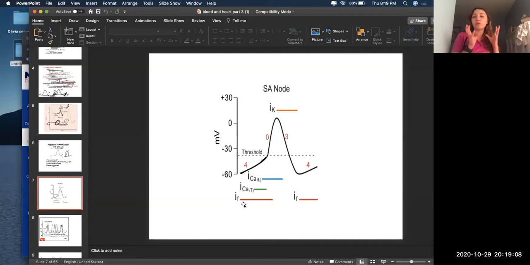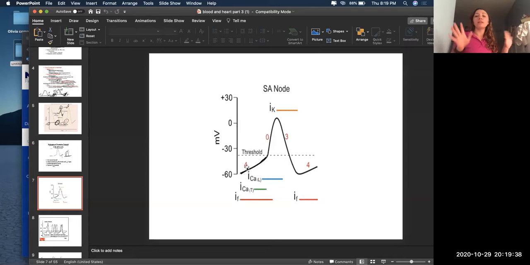Acetylcholine affects these channels because it basically doesn't allow them to open, and it prolongs the phase 4 right here. You see how it says 4? It prolongs the phase 4 and makes it longer, so that the heartbeat is slowed, or the rate at which the action potential is fired, through gap junctions, that depolarizes and contracts the heart.